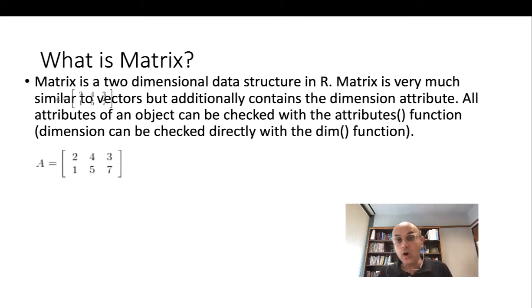And we can also talk about matrices. A matrix, in the context of this module, is a two-dimensional data structure in R. Basically, every matrix is similar to a vector, but additionally contains dimensional attributes. So in this case, 2, 4, and 3, 1, 5, and 7.